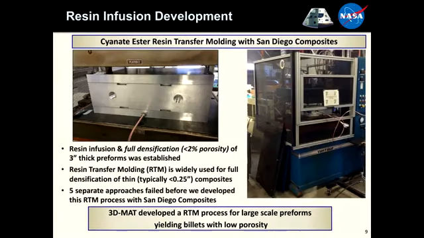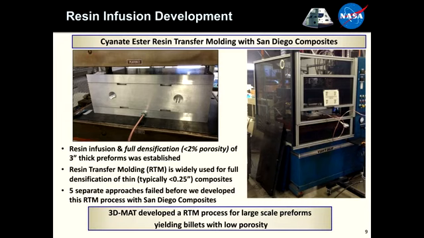In terms of resin infusion, this was also a significant challenge, a little bit surprising to us how challenging this was. We were required to achieve less than 2% porosity throughout the entire volume of the billet, which is 3 by 12 by 12 inches.